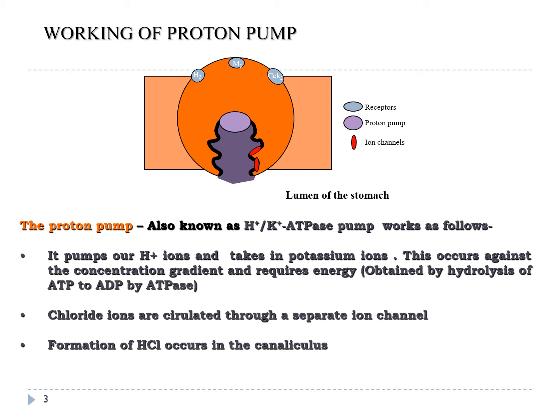The H plus K plus ATPase pump works by pumping the hydrogen ions against the concentration gradient in lieu of the potassium ions. Since this occurs against the concentration gradient, it requires energy. This energy is obtained by the hydrolysis of ATP into ADP by the ATPase. The chloride ions in the hydrochloric acid are circulated through a separate channel. This in the end leads to formation of HCl into the canaliculus of the lumen of the stomach.